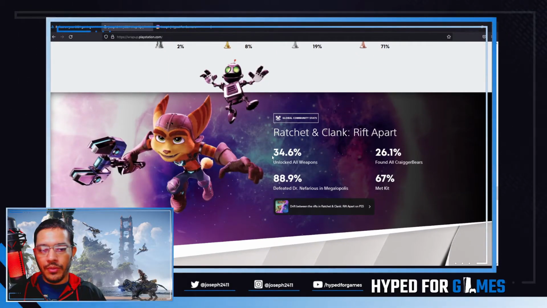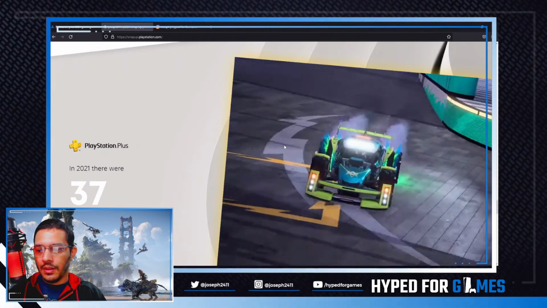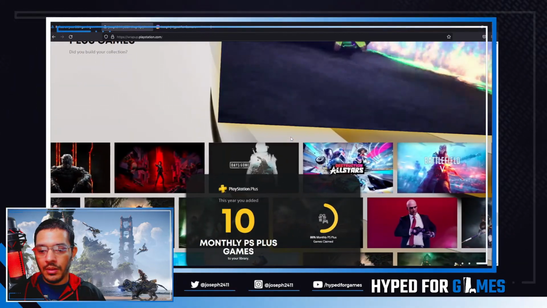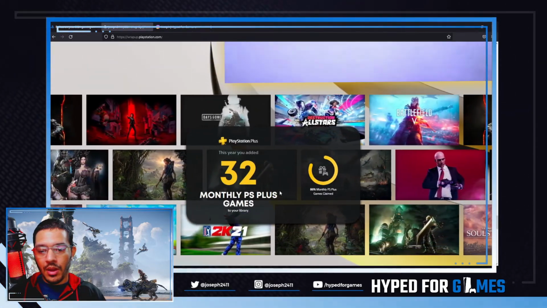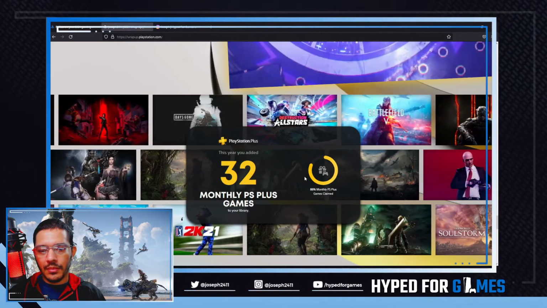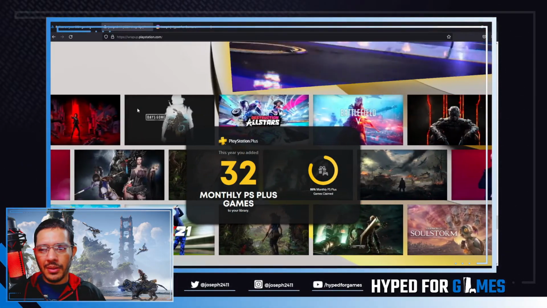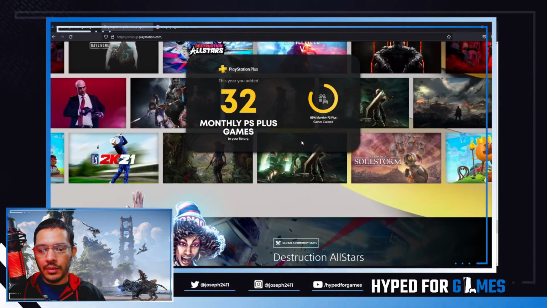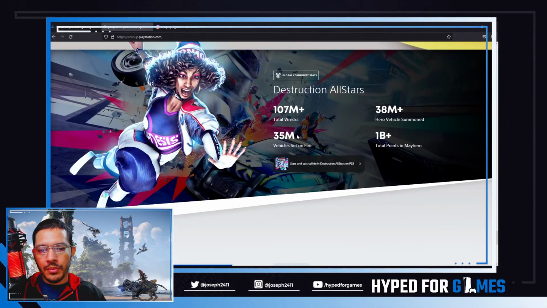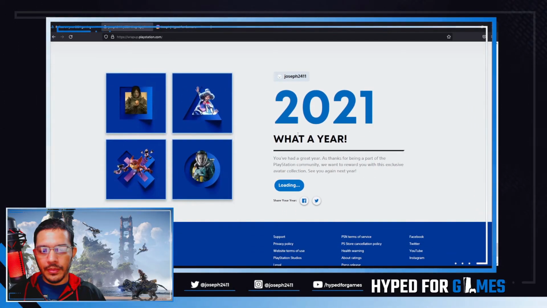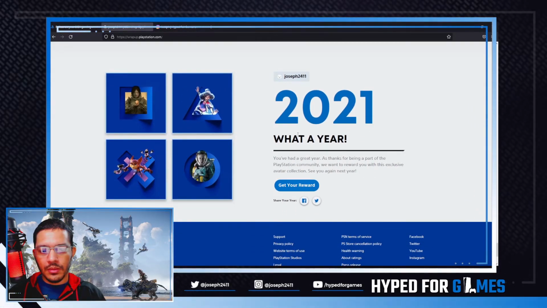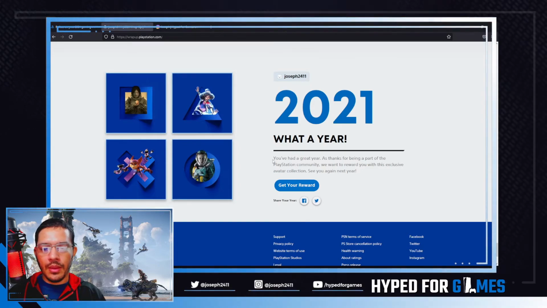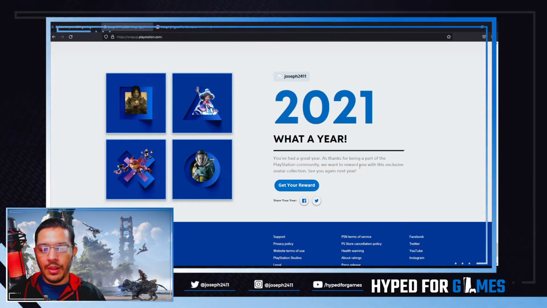We got more stuff from Ratchet and Clank. In 2021, there were 37 monthly PlayStation Plus games, and well, this tells you how many you claimed. I think I claimed, well, I claimed 86% of them, because I think I had already Days Gone and some of them by the time they were added to the PlayStation Plus library. More community stuff. And this is where you get your code to redeem your avatars for your PSN profile.